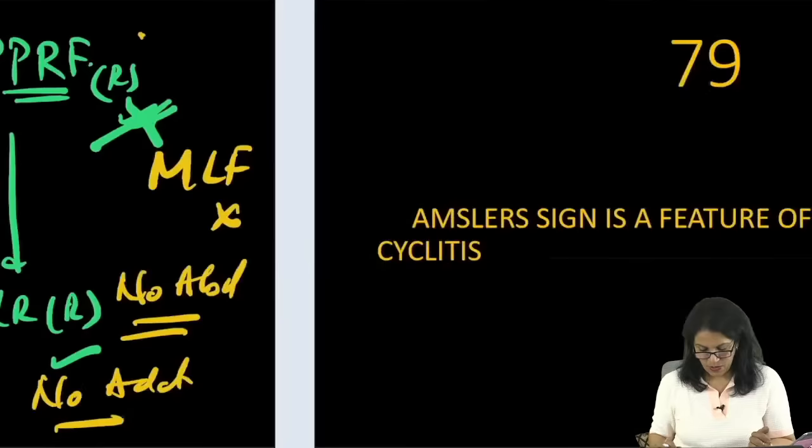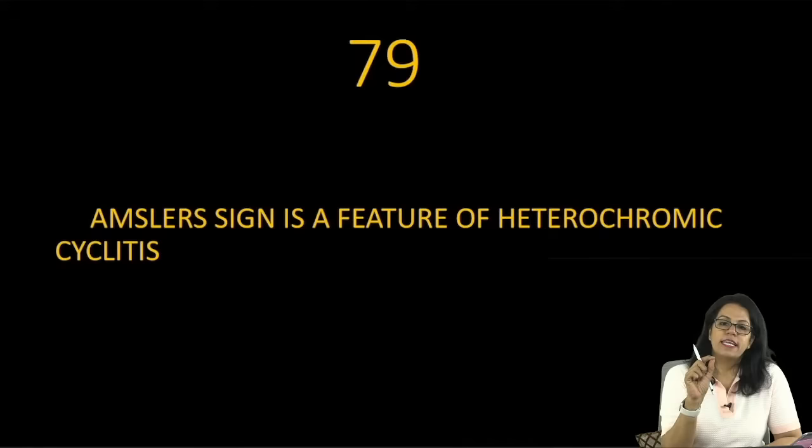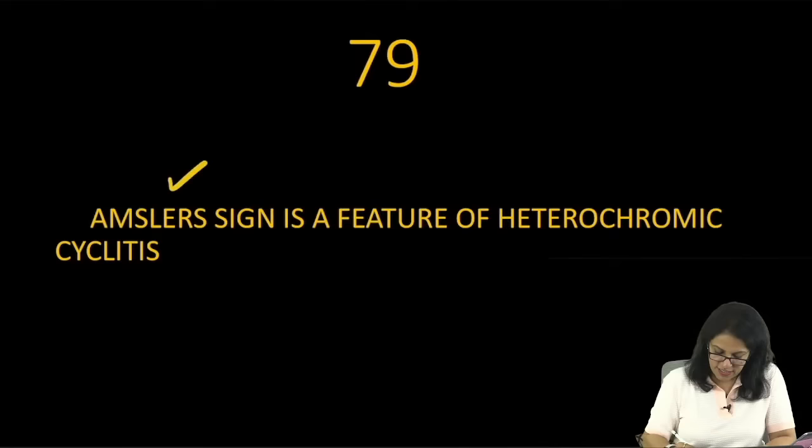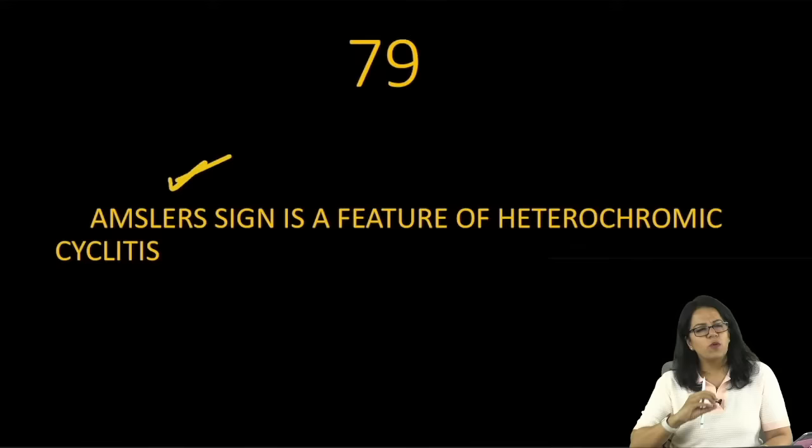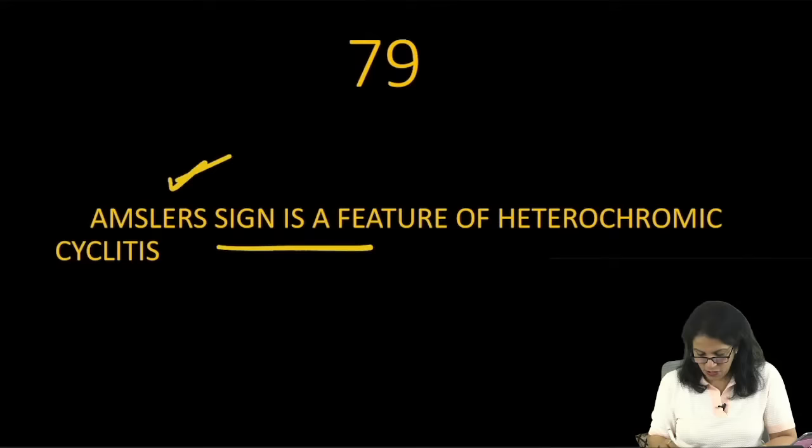Okay, next point. Amsler sign is a feature of, you all know what is Amsler sign. You are taking out a little bit of aqueous, you do a paracentesis, there is bleeding from the opposite angle. This is what is Amsler sign. There is iris atrophy, there are exposed blood vessels in the iris, there are some new blood vessels, there are abnormal blood vessels in the angle. So all these will bleed on paracentesis. Okay? So we'll remember this is a feature of Fuchs heterochromic cyclitis.